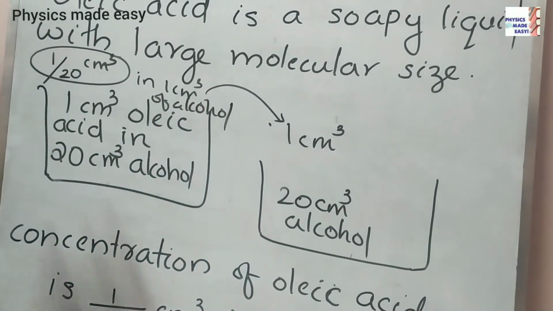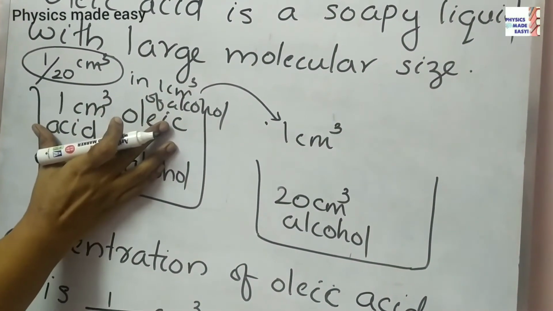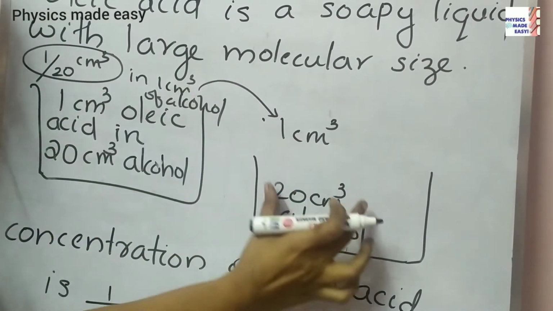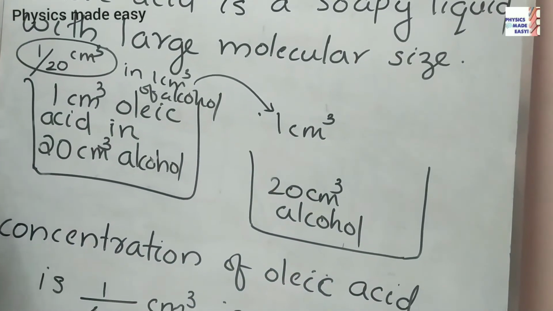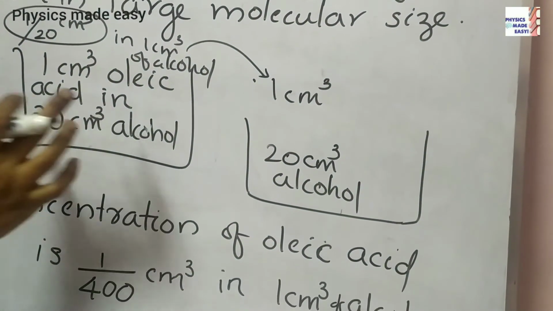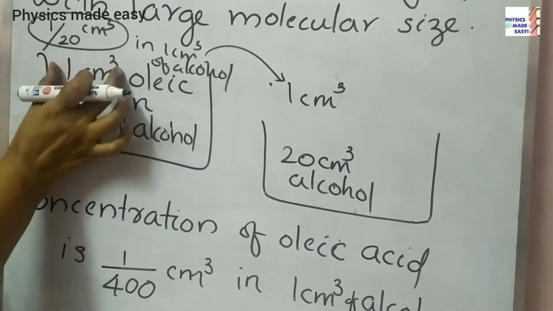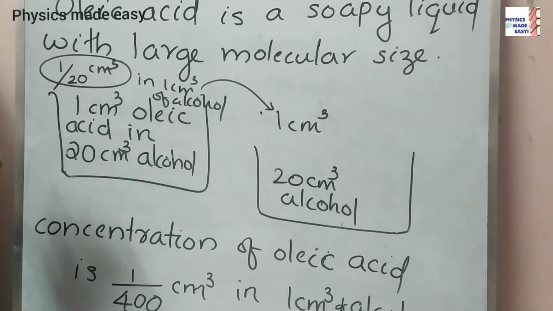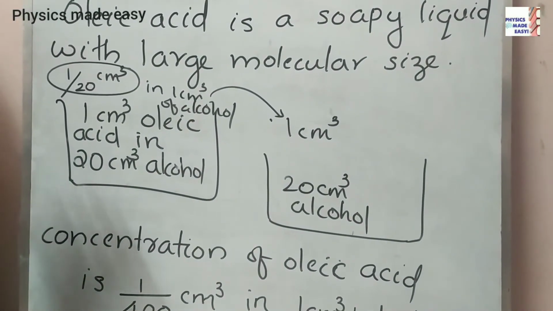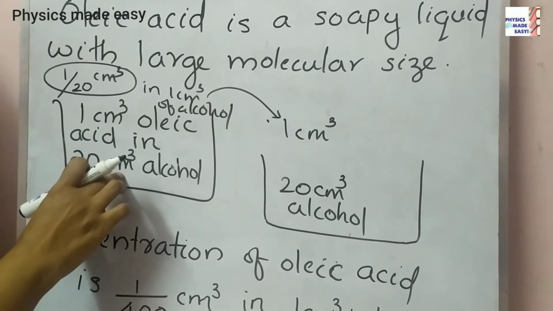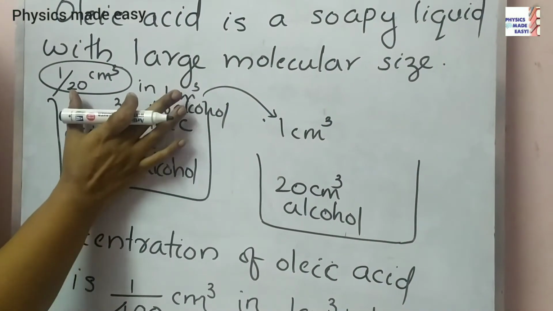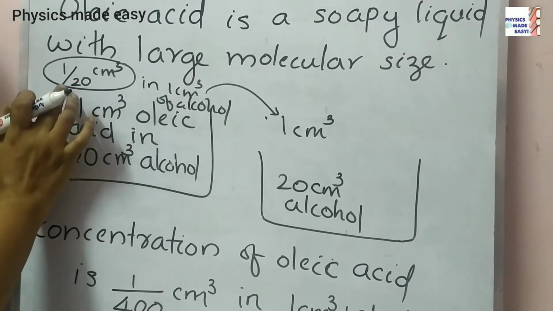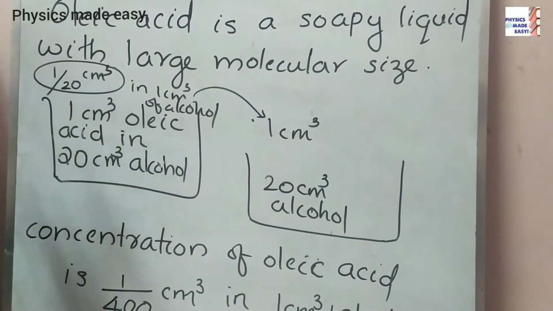Okay. Now, from this, we have to take 1 cm³ of solution, then redissolve it in 20 cm³ of alcohol. Is it clear? First, you have to dissolve 1 cm³ oleic acid in 20 cm³ alcohol. You are mixing 1 cm³ oleic acid with 20 cm³ alcohol. In this, if you are considering 1 cm³ of the solution, we can say the concentration of oleic acid is 1/20 cm³.